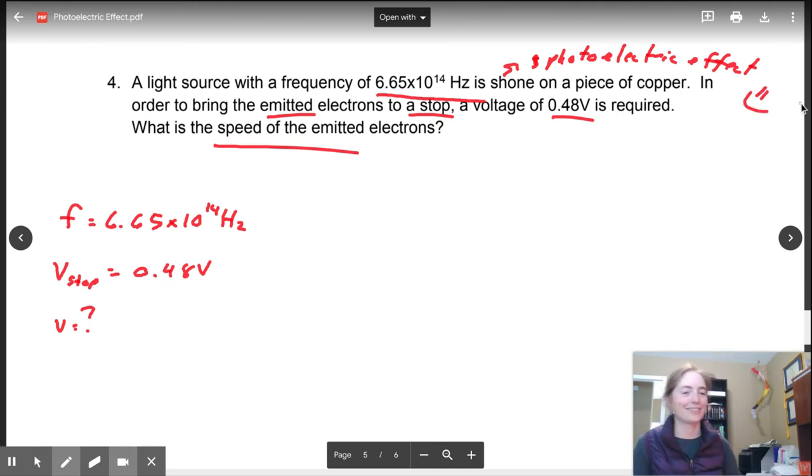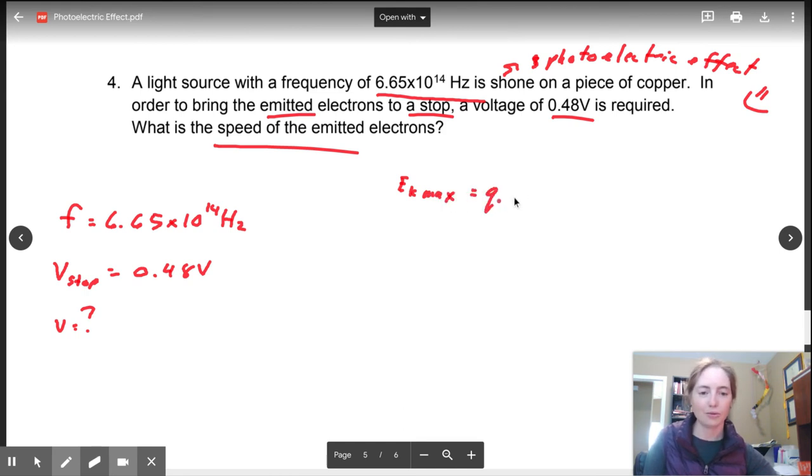Okay. So, ladies and gentlemen, once again, we've been told that we're trying to find the speed, so we want to find kinetic energy. Now, in order to find our kinetic energy, well, we have the V stop here. So what we are going to do is we're going to use this equation. Our EK max is going to equal QE V stop.